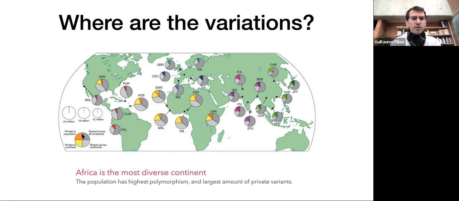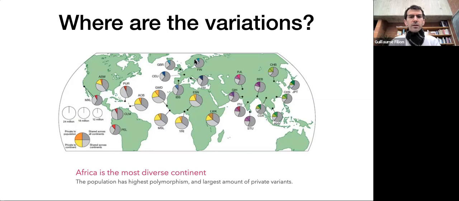You can see that this one here, which has the darkest color, is private to population. So these are the variants that are present only in that population. And look in Africa, you can see that this sector here is typically bigger than if you compare it to, you got private to the population and to the continent. So it's both of those ones here.